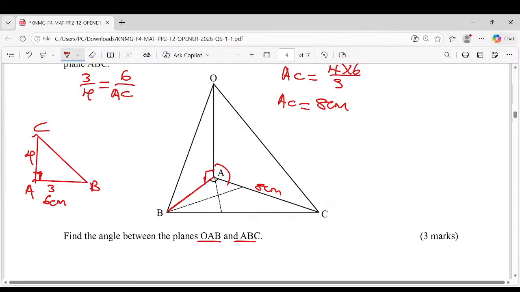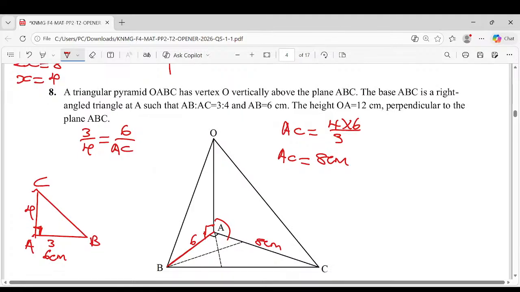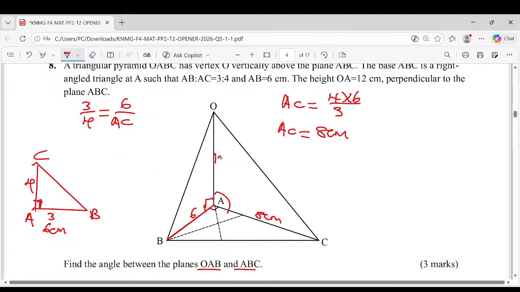Remember our AB was 6. Did we get OA? OA here is 12. Then they want this particular angle. I'm just trying to see what is happening here. This should simply be the angle OAC. This is the angle we need to compute.